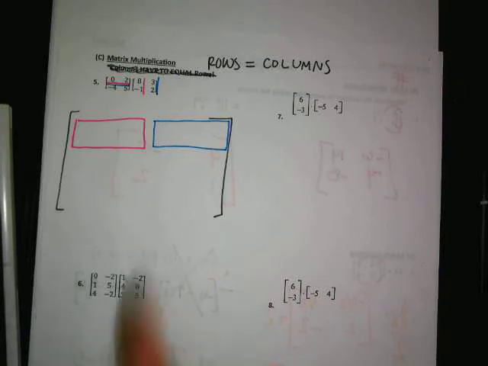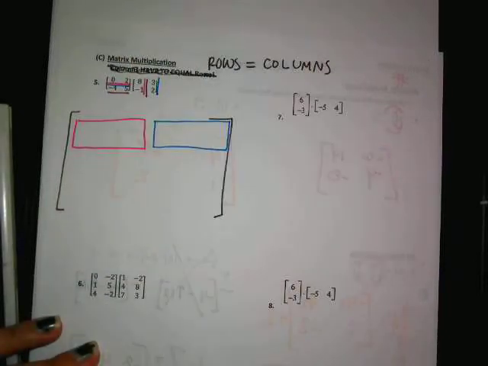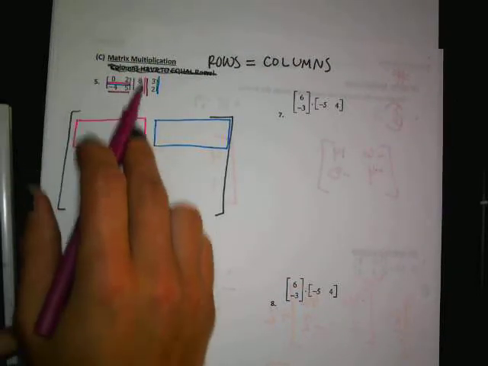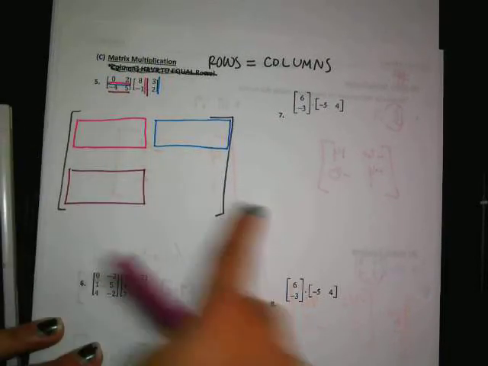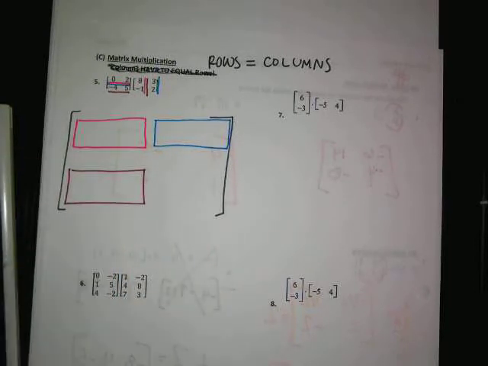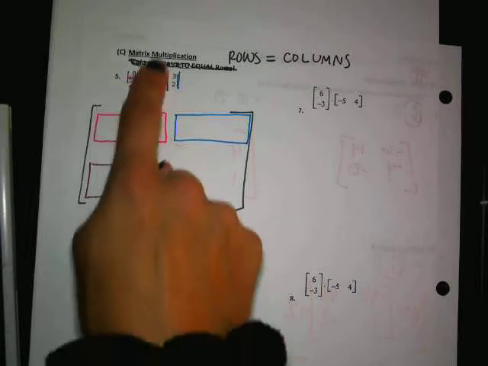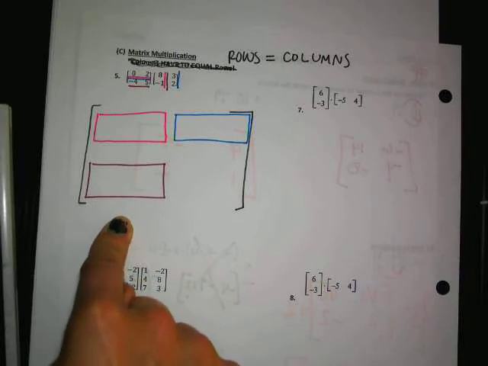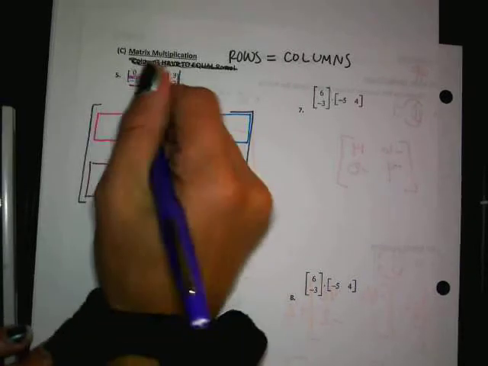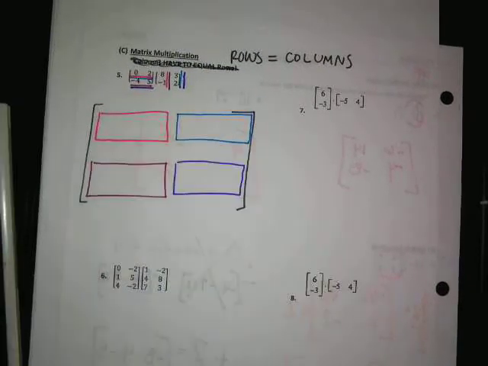Does that make sense? Okay. Second row, first column will give me the number in the second row, first column of your answer. And then second row, second column will be second row, second column of your answer.